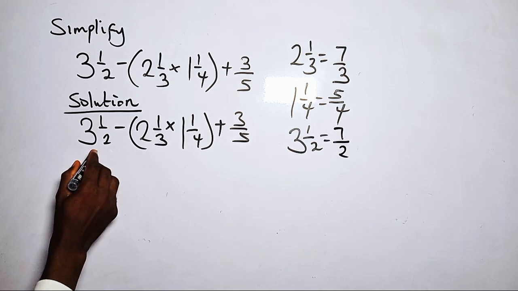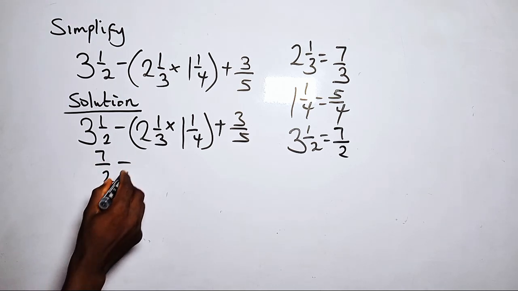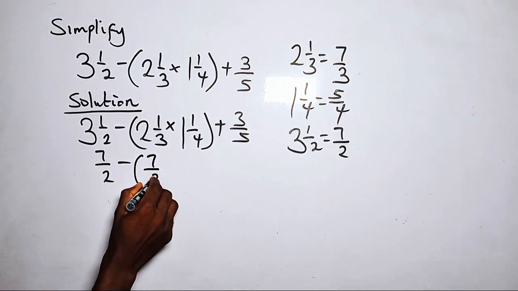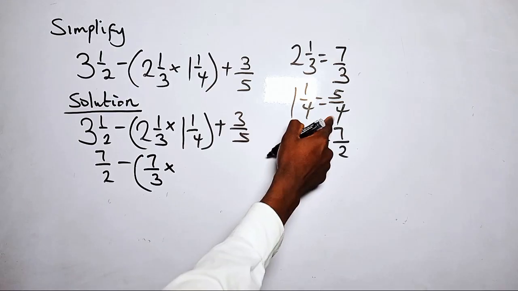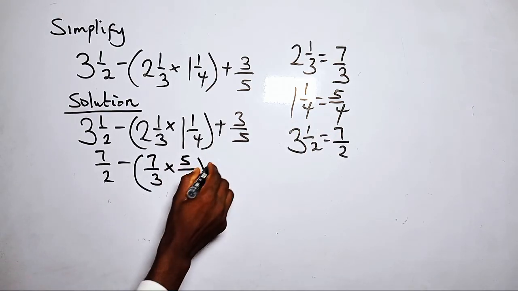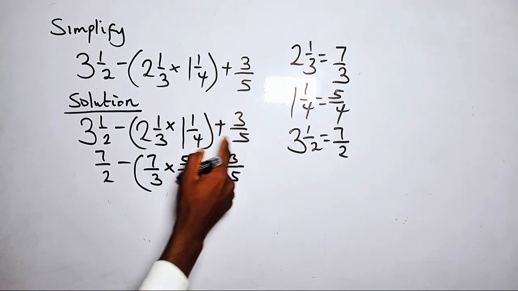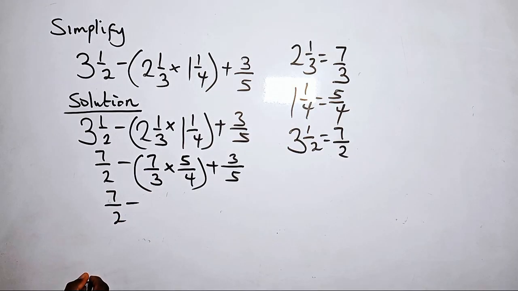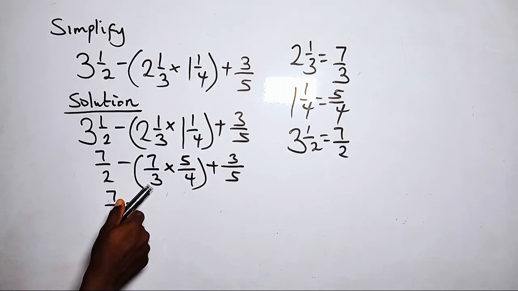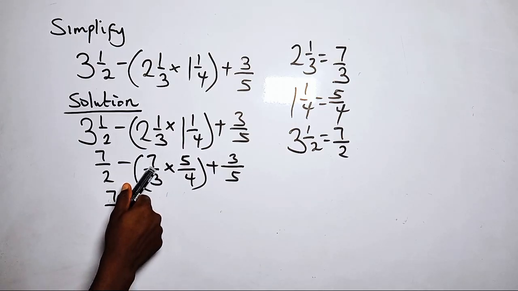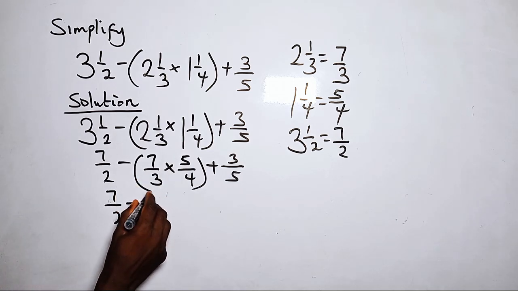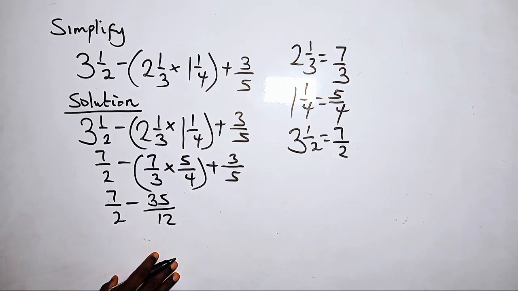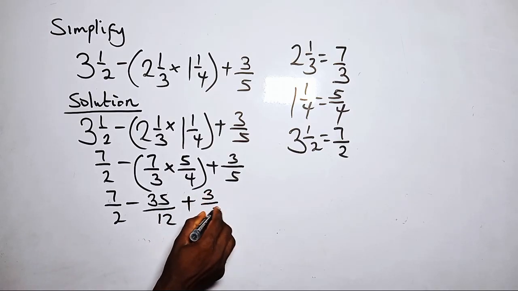So let's replace this with 7 over 2, minus. In the brackets now, we have 2 1/3 as 7 over 3, times 5 over 4, plus 3 over 5. So let us resolve the bracket. Here we have 7 over 2 minus. When we look at the bracket, there's nothing to divide, so we multiply out. 7 times 5, we have 35. 3 times 4, we have 12. Plus 3 over 5.